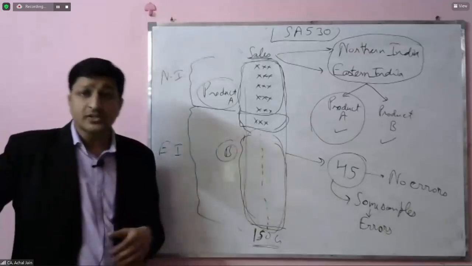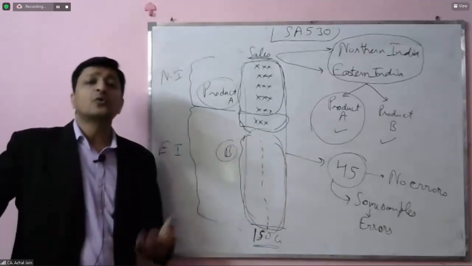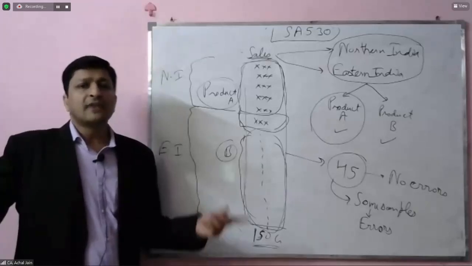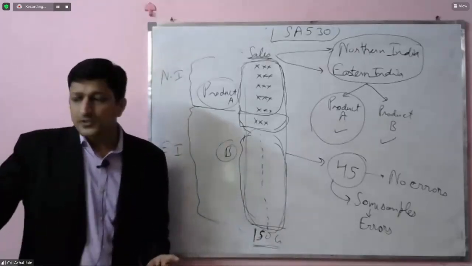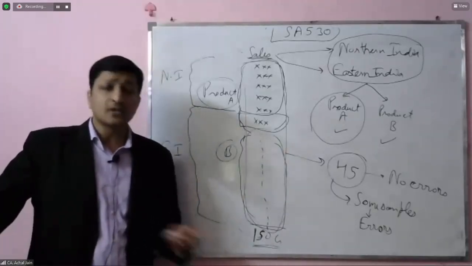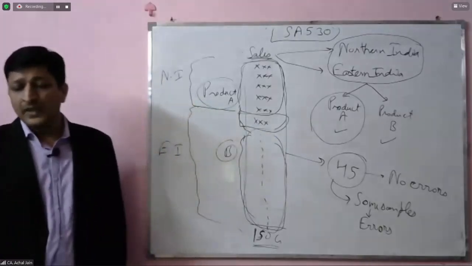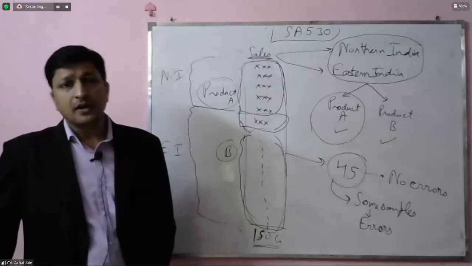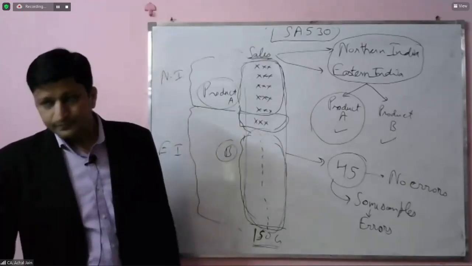And needless to mention, if the errors are crossing the materiality threshold, then the auditor will necessarily have to get those corrected in the financial statements. If those are not corrected in the financial statements, then this will lead to reporting implications on the part of the auditor. Clear?